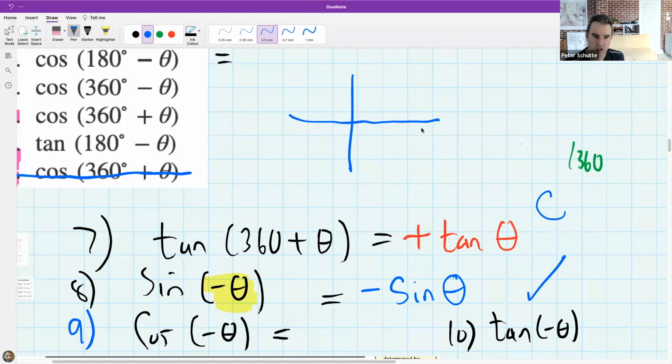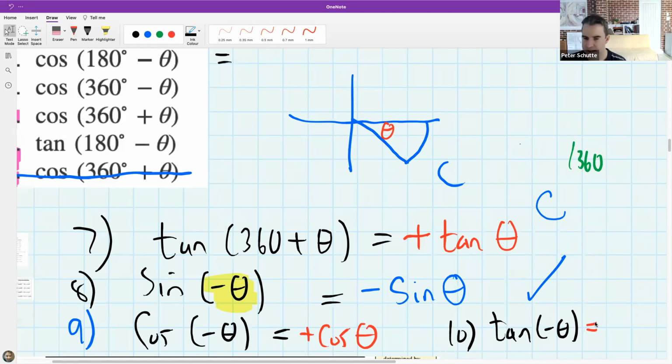So if I want to visualize a negative angle, it goes this way. And in this quadrant, cos is positive. And how far away is it from the nearest horizontal? It's theta. So we get positive cos theta.